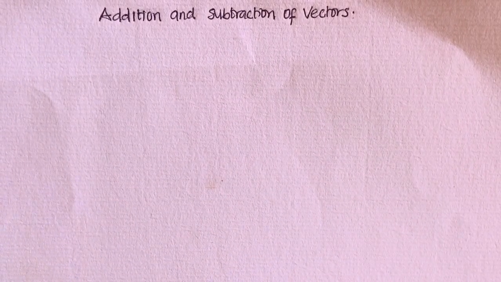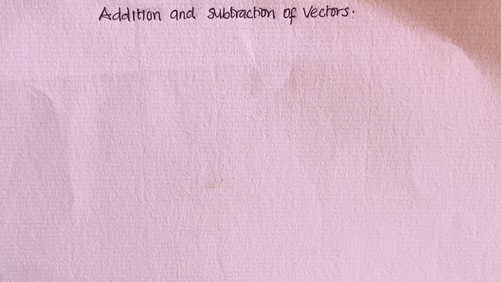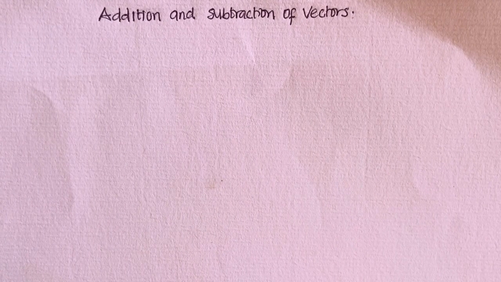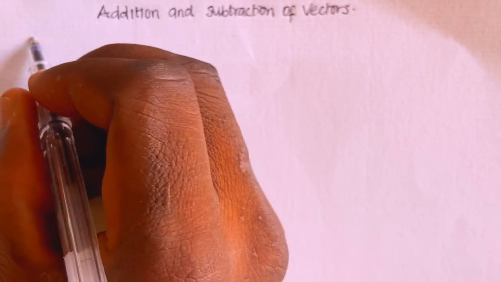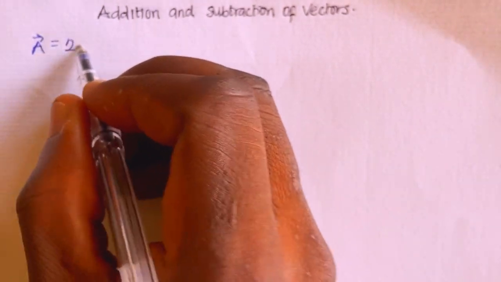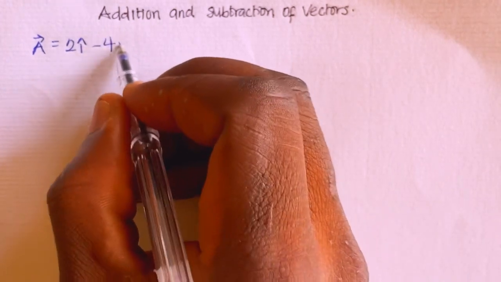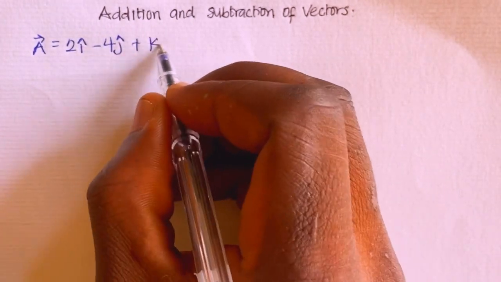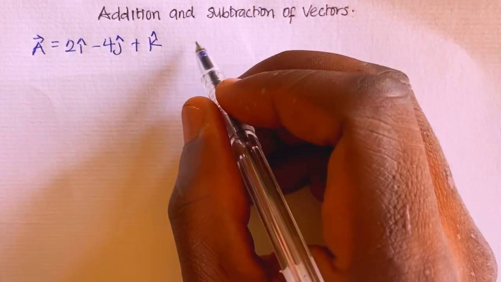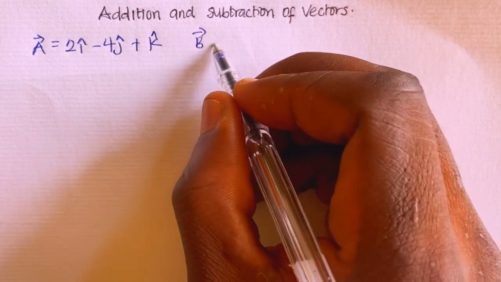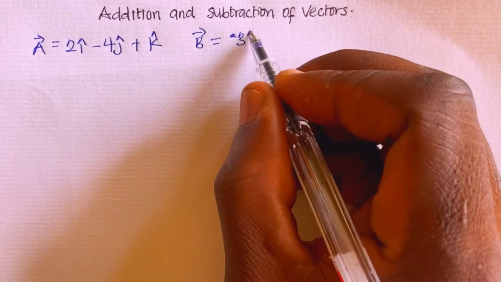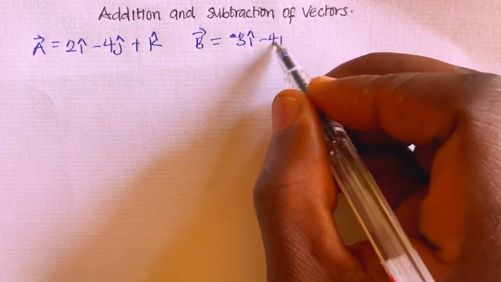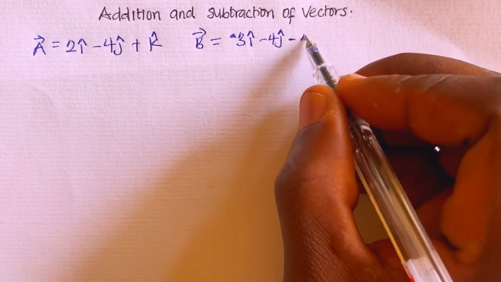So after learning about the unit vector, now let's move to the addition and subtraction of vectors. Suppose we are given that vector A is equal to 2i minus 4j plus k, right? And vector B is equal to, let me say, minus 3i, then minus 4j, then minus 2k, right?